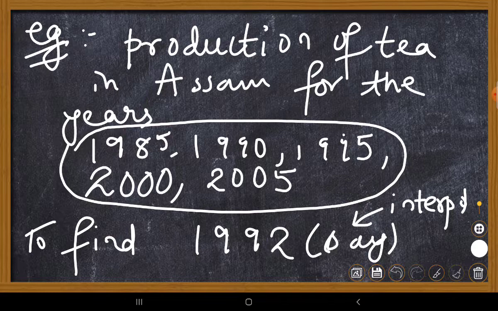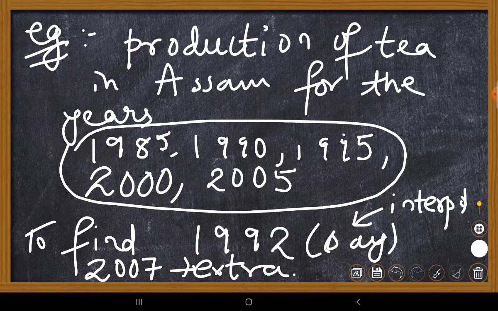Suppose you want to find for the year 2007, then you cannot use interpolation. You have to use extrapolation. I hope this example is clear, about the conceptual difference between interpolation and extrapolation.